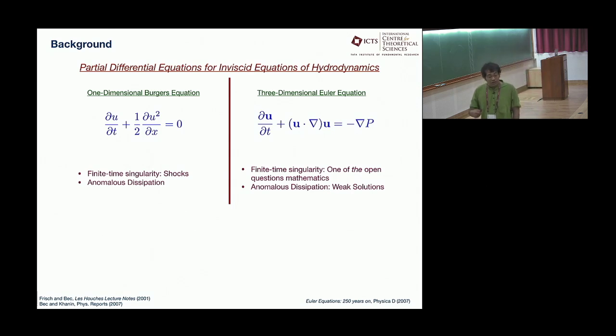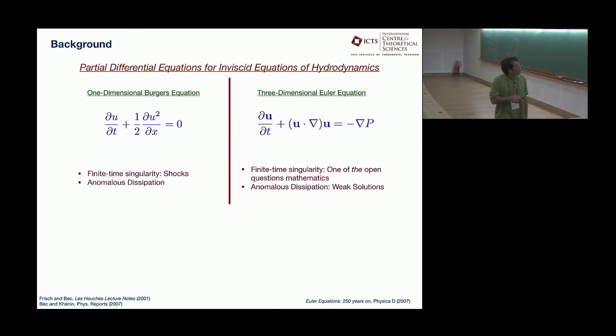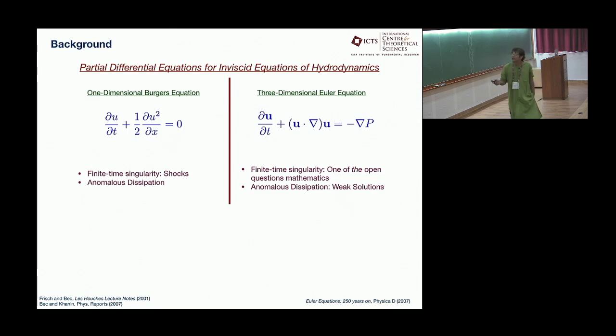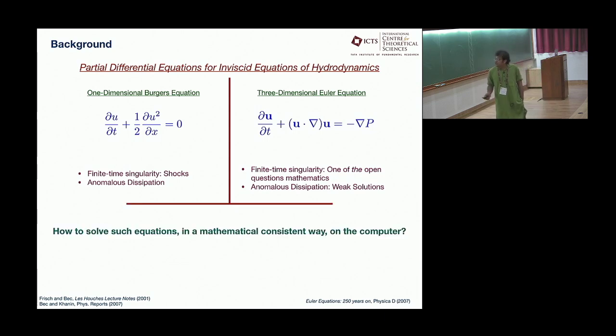So the analog, or the more important problem, is that of the three-dimensional Euler equations, which looks exactly like the Burgers equation, except now you have pressure and it's in 3 dimensions. And here, both the issue of the finite time singularity, which is one of the key central questions in mathematics, still remains open, and the issue of anomalous dissipation or weak solutions, which I'll explain in a little while, is also an open question.